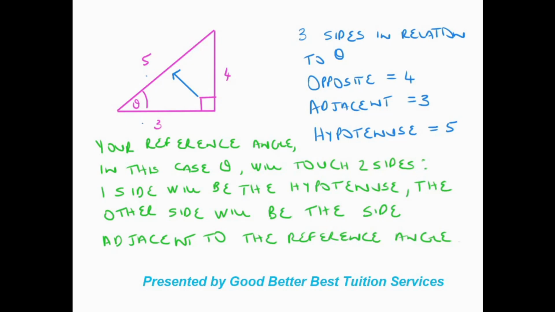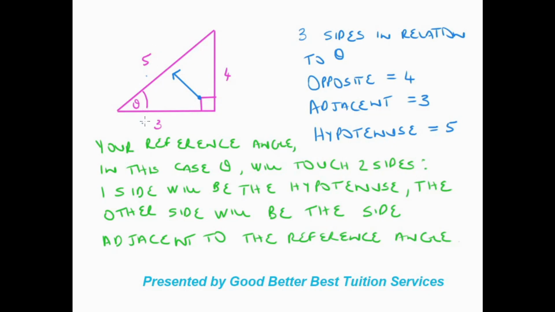So let's look at this triangle, and let's look at our angle of theta. Theta touches two sides. It touches 5 and it touches 3. So what we always want to do is identify the hypotenuse. Where's the hypotenuse? The hypotenuse is 5. It's the one opposite the right angle. So we can see that the hypotenuse will be 5.